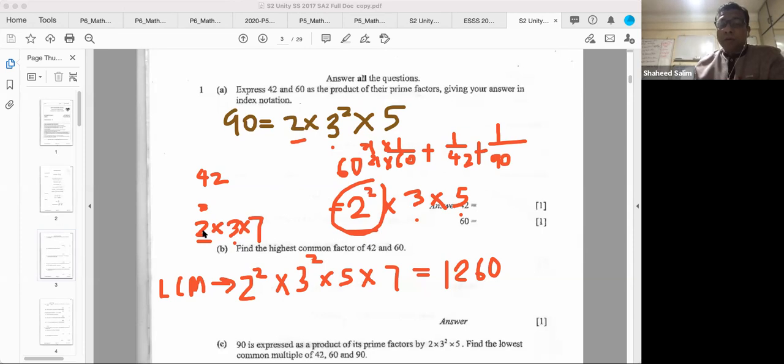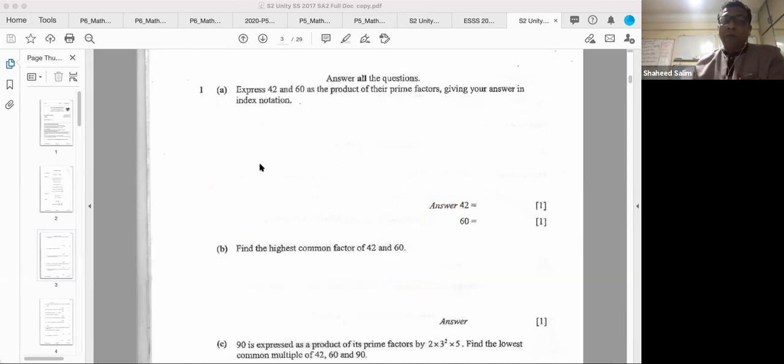How do we know? So got 2 square, got 2. Take the smaller one, 2. So got 3 square, take the smaller one, 3. That's for highest common factor. For LCM, the other way, take the bigger one. Okay? We now move on.